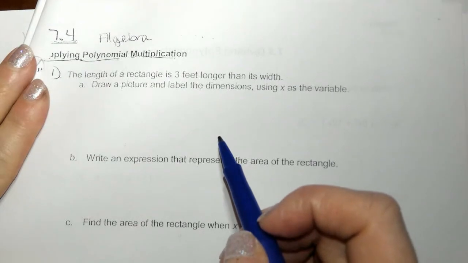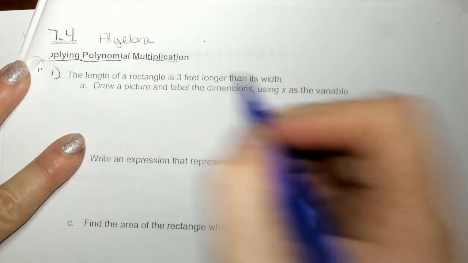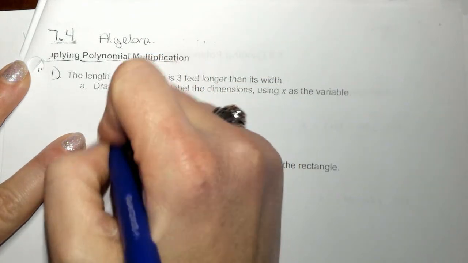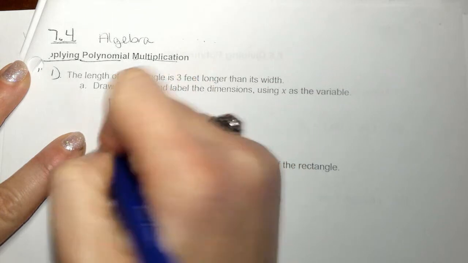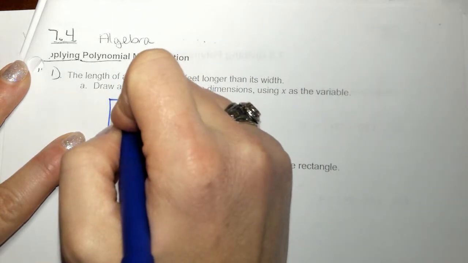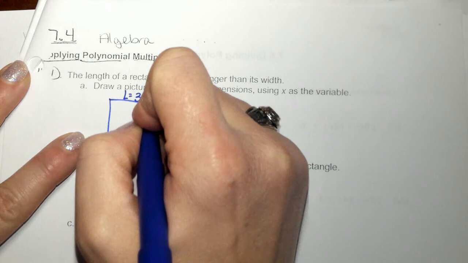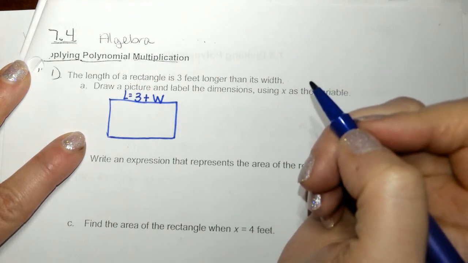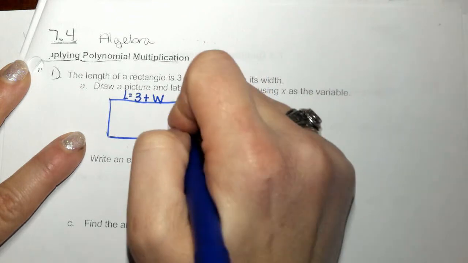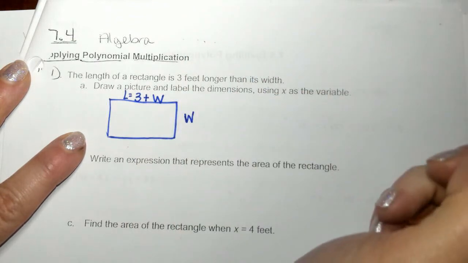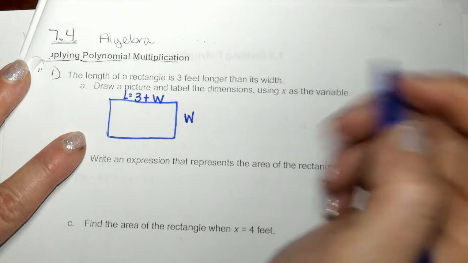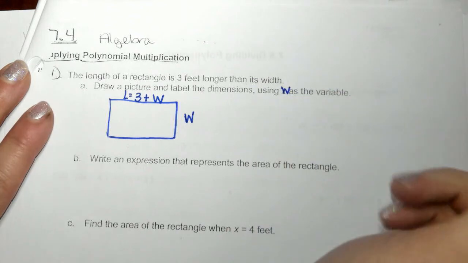Okay, so we have the length of a rectangle is 3 feet longer than its width. So 3 feet plus the W, and this is the W, the width. Okay? So it wants us to draw a picture and label dimensions using X as a variable. Well, we're going to use W as the variable.